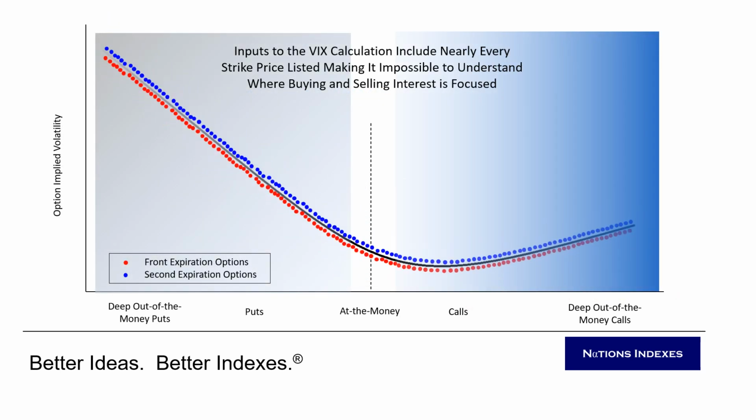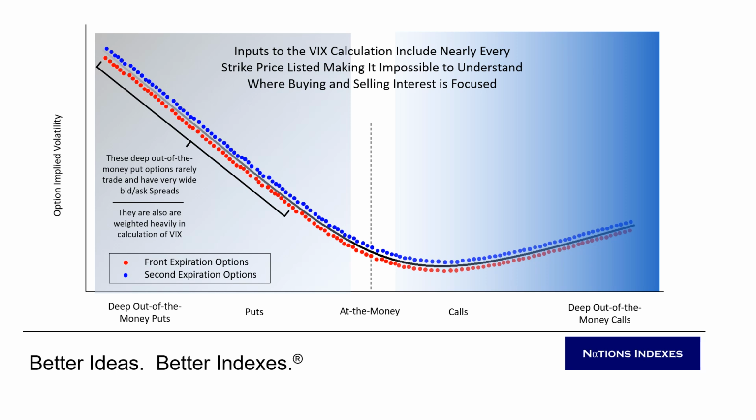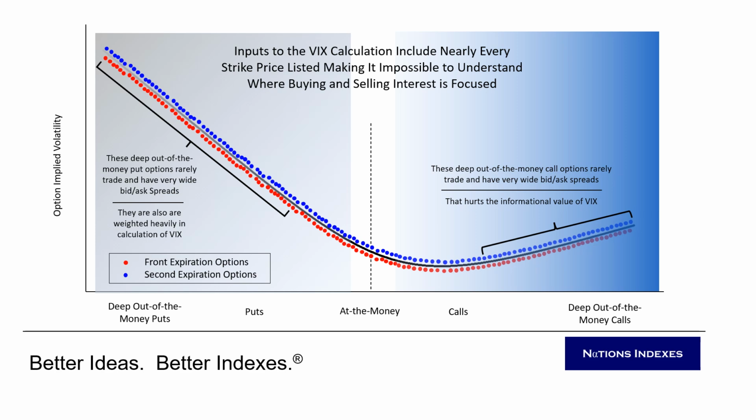As you can see here, that means it's impossible to know what VIX is really telling you, because if VIX is higher because traders are buying deep out-of-the-money puts like these, well, that tells you something. But if VIX is higher because traders are buying call options like these, that tells you something very different. However, it's impossible to know which is the case. Is that really the sort of volatility index you want to rely on? One that makes it impossible to understand what's going on in the option market?